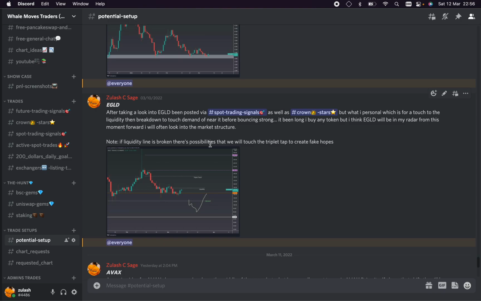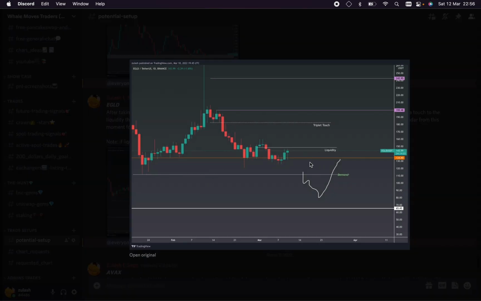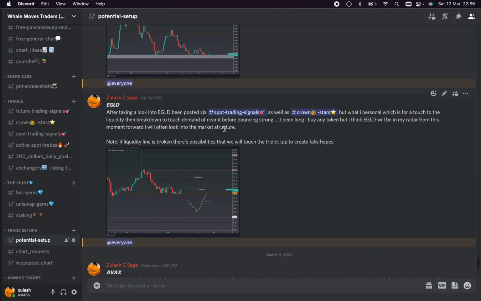And the same thing applies to AGOD. If you read the description here, this signal was already posted on spot trading and Crownstar. So this is just the chart idea behind it. Since it was already posted, Potential Setups saw a good idea in it and decided to share the idea with explanation.